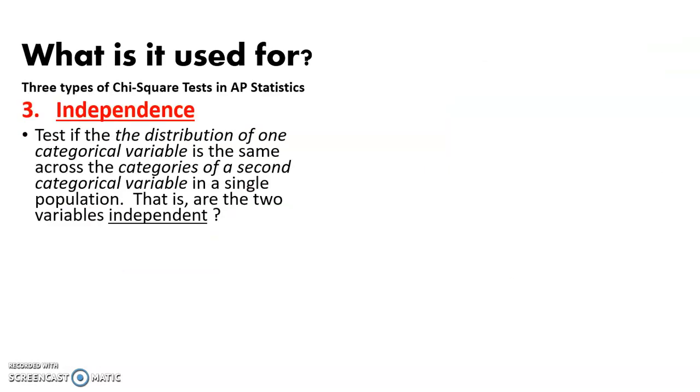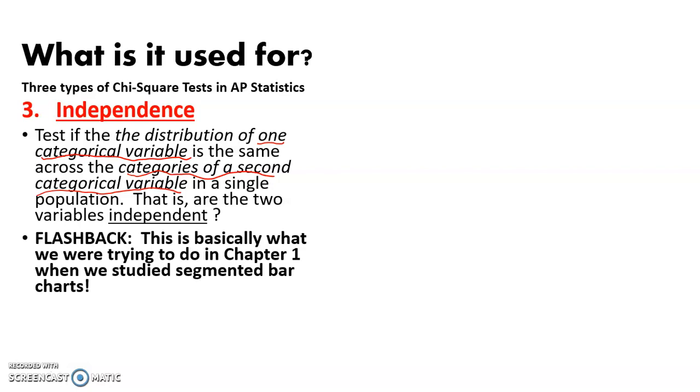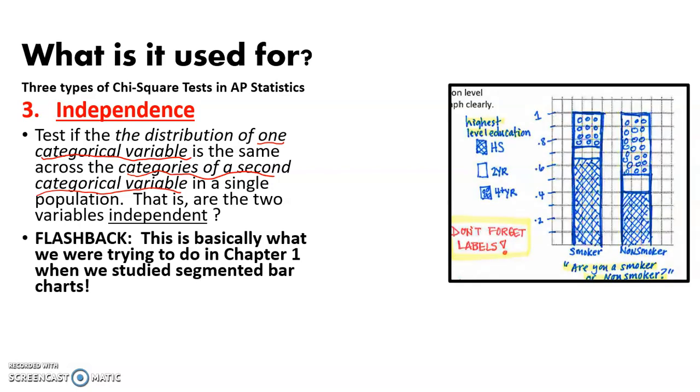The third kind of test is called the test for independence. And this is when you have one categorical variable being distributed across the categories of a second categorical variable. That basically means you have one population and two variables. So this is basically what we were doing back in chapter 1 when we studied these segmented bar charts. And we were saying, hey, I'm going to go up to a bunch of people and ask them 2 questions. So one population, but 2 questions.